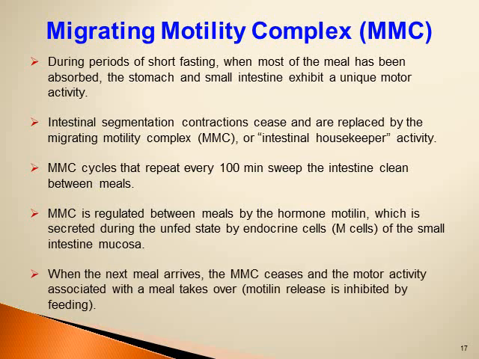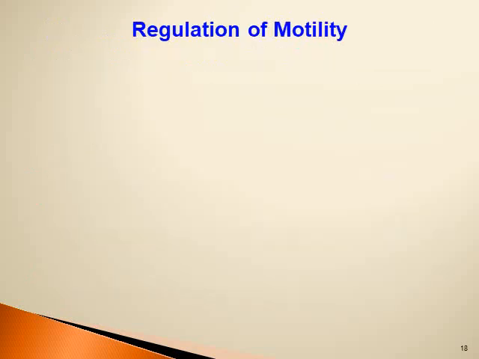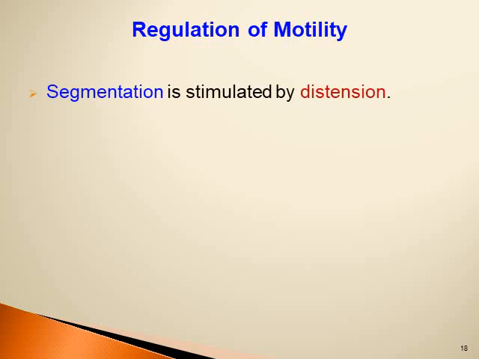When the next meal arrives, the migrating motility complexes will cease and the motor activity associated with the meal will take over. So motilin release will be inhibited by the meal, and now the motility pattern will become segmentation and peristalsis.